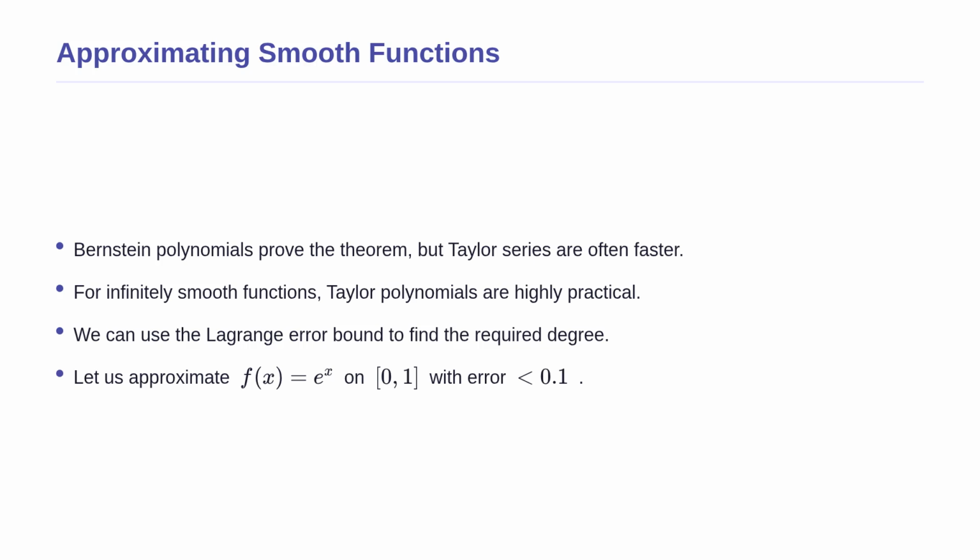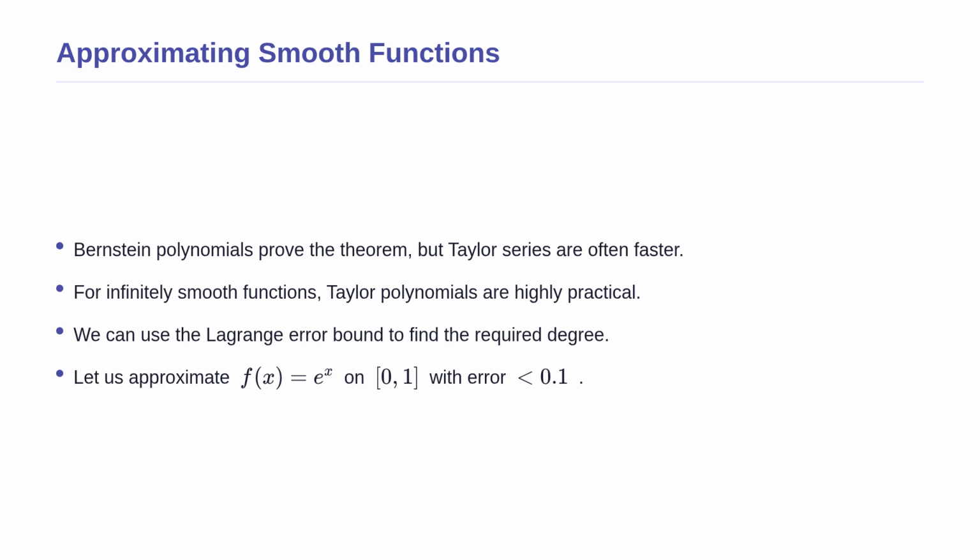We have proven the theorem using Bernstein polynomials, but in practice, if a function is very smooth and well-behaved, there are faster ways to find an approximation. For infinitely smooth functions, the Taylor polynomial is a highly practical tool. The Weierstrass theorem guarantees a polynomial exists, and the Taylor series gives us a direct way to construct it.